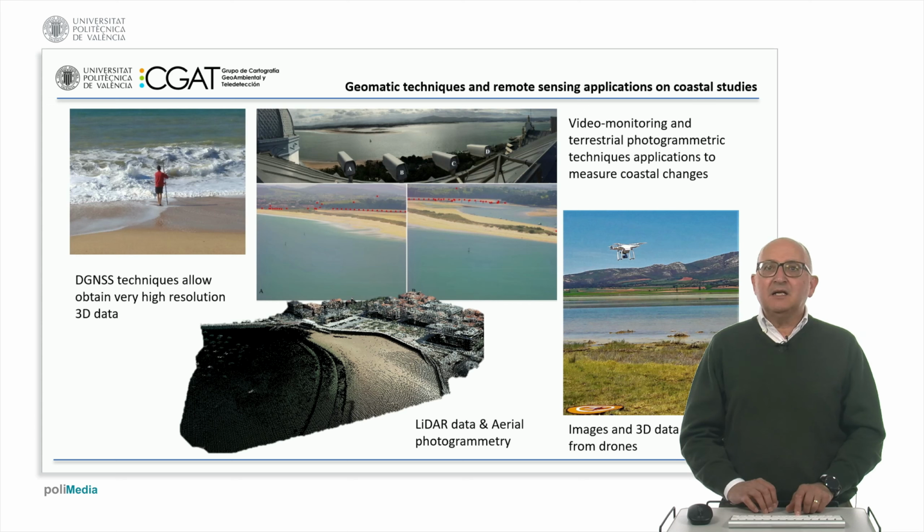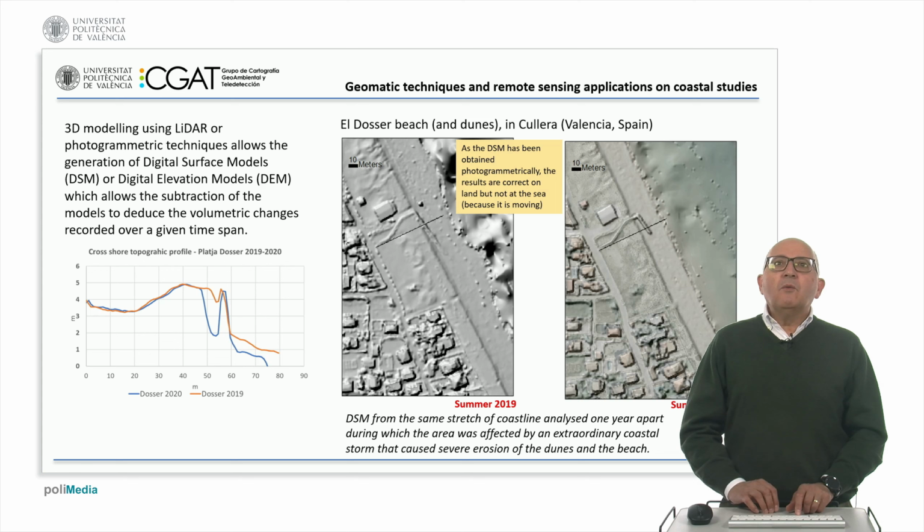Also, the widespread use of LiDAR or three-dimensional models obtained by photogrammetry allows us to quantify the volumetric changes that actually occur on the beaches. This example shows how three-dimensional changes can be quantified in a stretch of beach after the passage of a great storm. Digital surface models of 1 meter resolution have been obtained from photographic series acquired in the summers of 2019 and 2020.